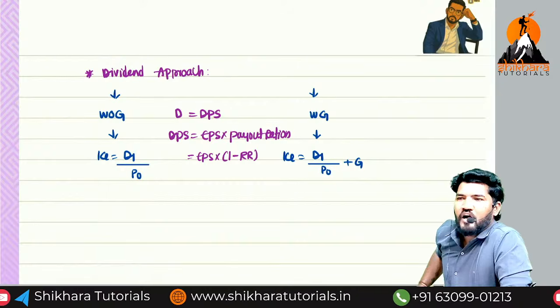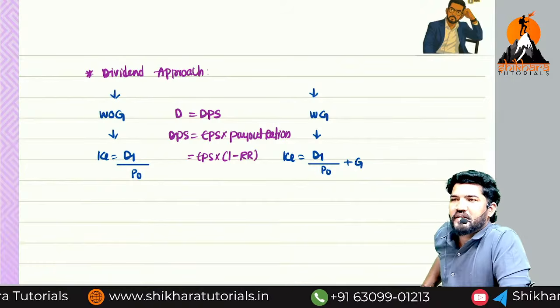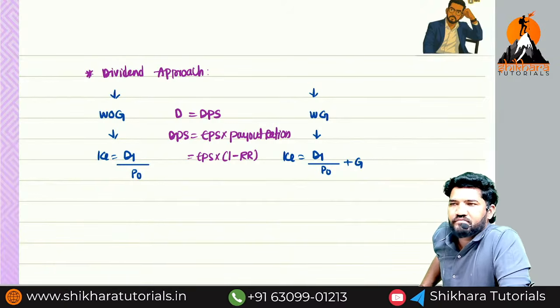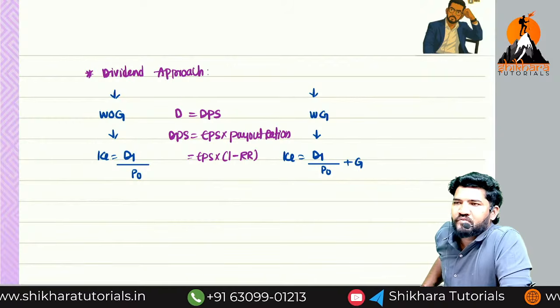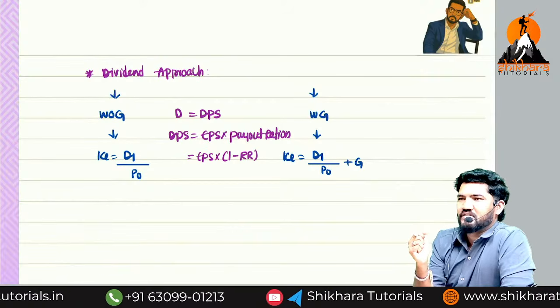In our example, how much did you retain? 40% paid means 60% retention. 1 minus 0.6, how much? 0.4 only. Okay? These are the basic logics we are getting in between the problems.